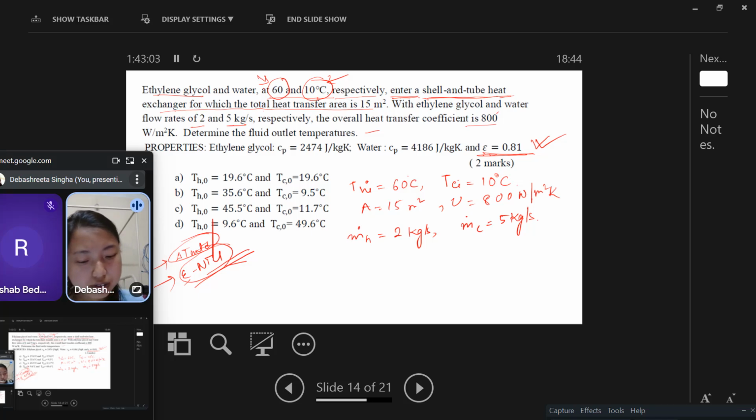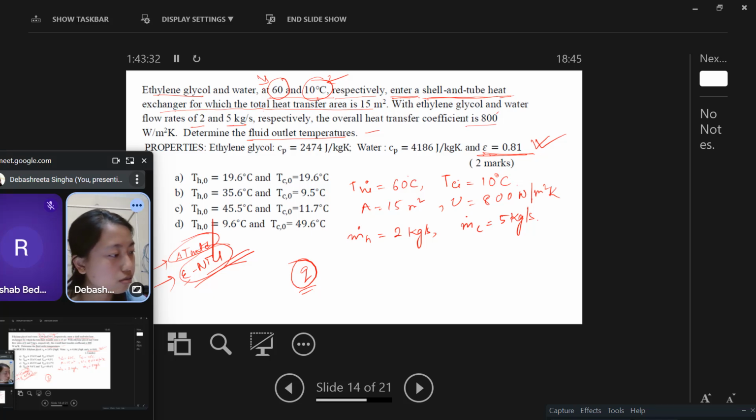So the first step is the same thing. What have they asked to find out? They've asked to find out the outlet fluid temperatures. For all the cases, Q is a must, and in order to find out Q, you have to find the rest.